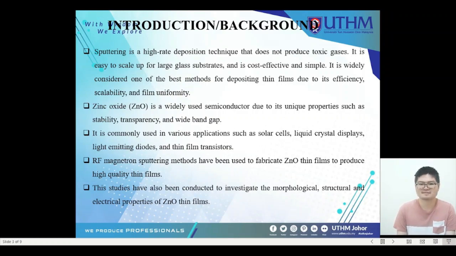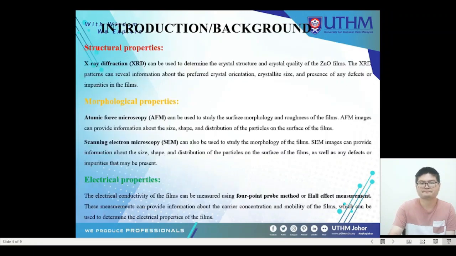and thin film transistors. The RF magnetron sputtering method has been used to fabricate a zinc oxide thin film to produce a high-quality thin film. This study has also been conducted to investigate the morphological, structural, and electrical properties of the zinc oxide thin film. For the structural properties, X-ray diffraction can be used to determine the crystal structure and crystal quality of the zinc oxide thin film. The X-ray diffraction pattern can reveal information about the preferred crystal orientation, crystalline size, and presence of any defects or impurities in the film.